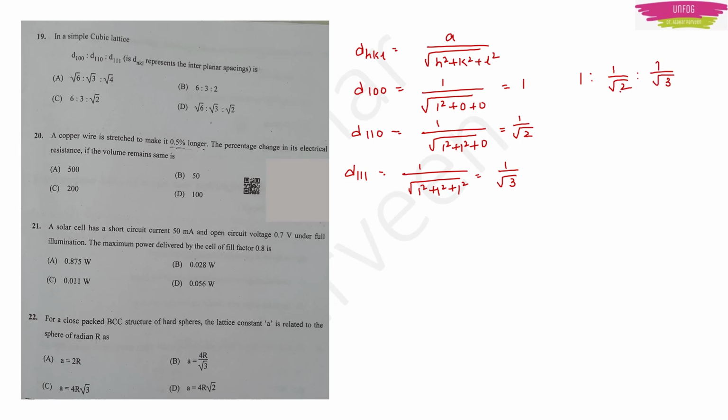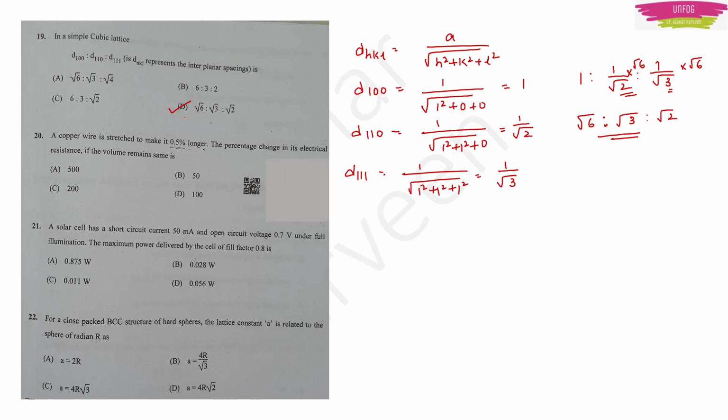But this is not there anywhere in the options. So we need to simplify and put it in a simpler form. To get the simpler form, what you do? You take LCM of root 2 and root 3. It will become root 6. And then you simplify. Here you multiply by root 6 and here you multiply by root 6. It will be root 6 is to root 3 is to root 2. So this is the right answer. Option D is the right answer.